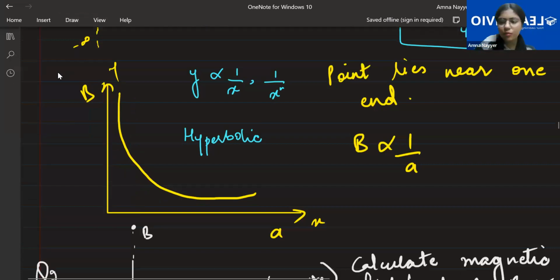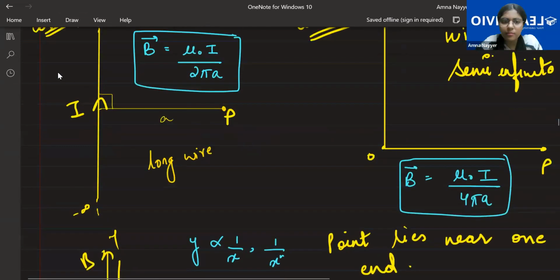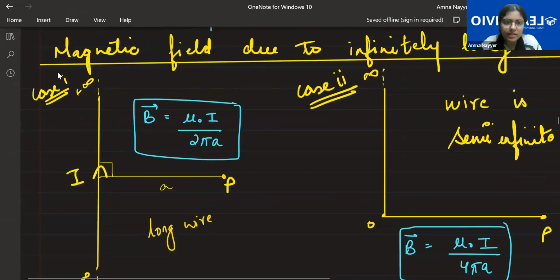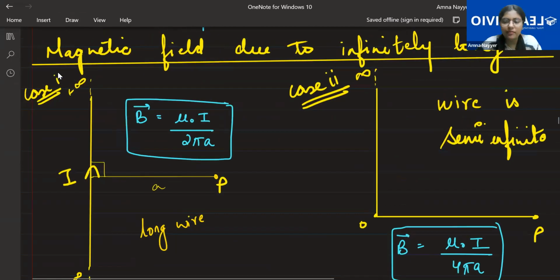Okay, so let's move on to the question. But before that, you write the formula, and if there's any doubt with it, please clarify. Right.